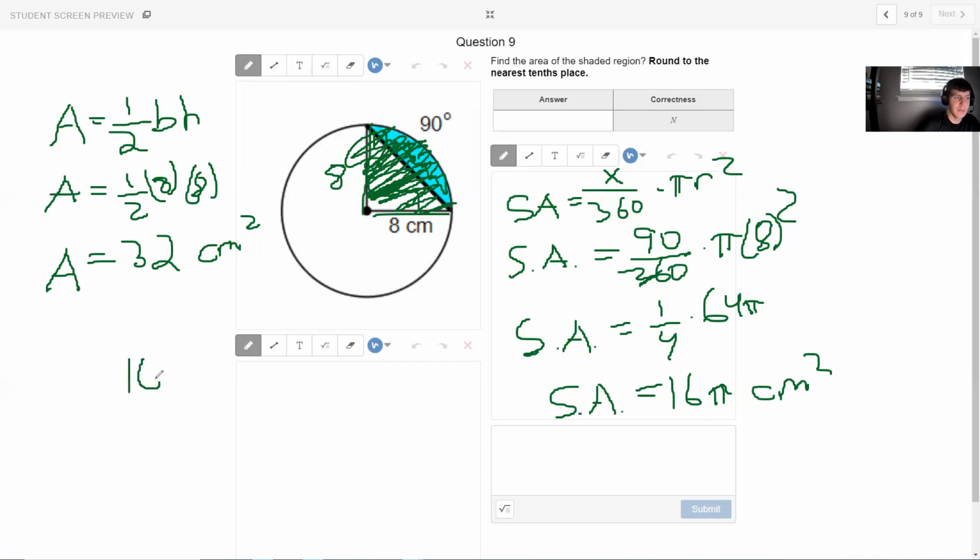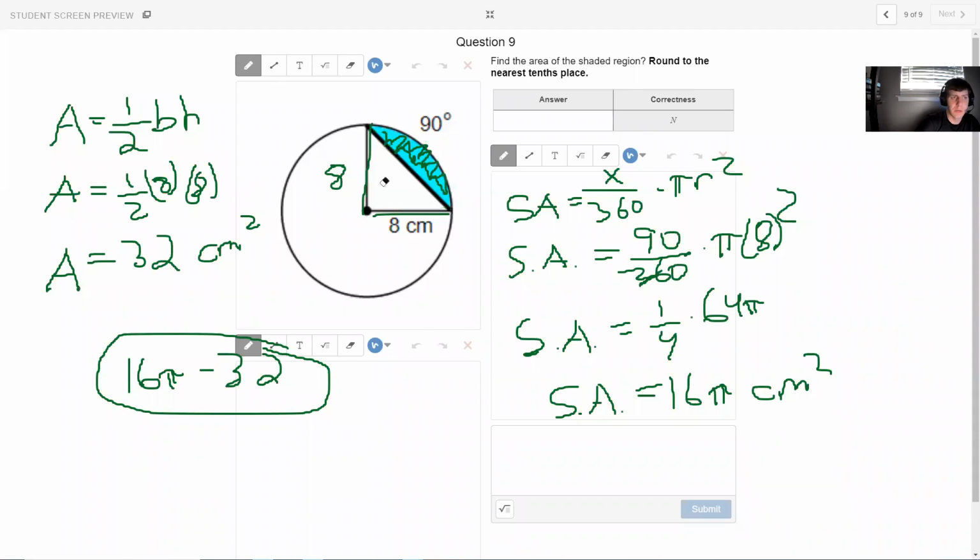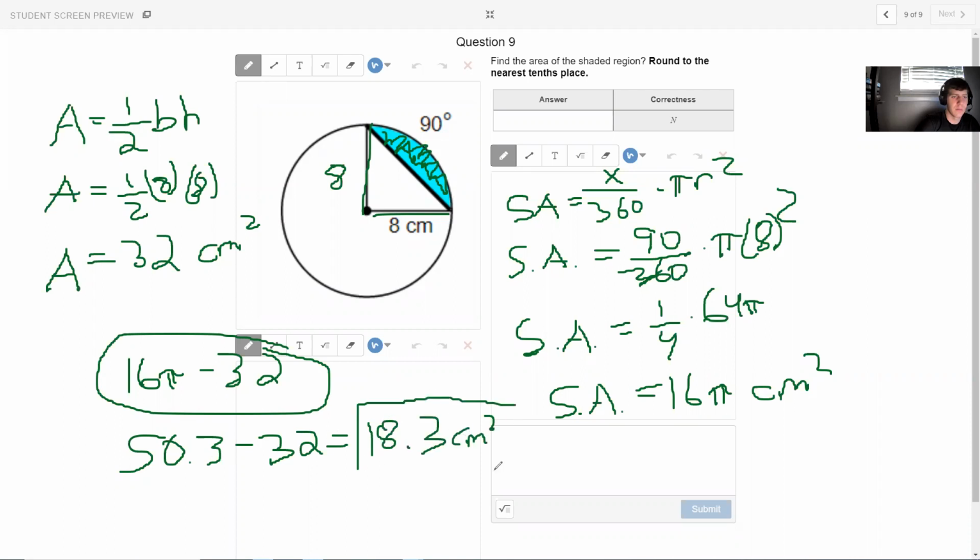So when we take 16 pi here and subtract 32, that's going to give us our answer. So we're going to take 16 pi, which is all of this area. We're going to subtract the area of the triangle, and that's going to give us the area of the shaded region. So 16 pi is about 50.3. Right, so if we want to round to the nearest tenth, that's going to be 50.3 minus 32. And that's going to be 18.3 centimeters squared.